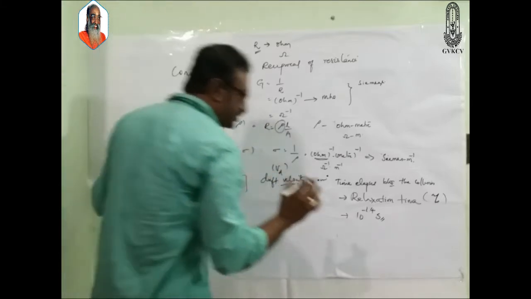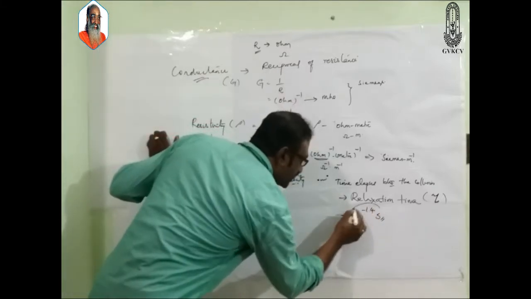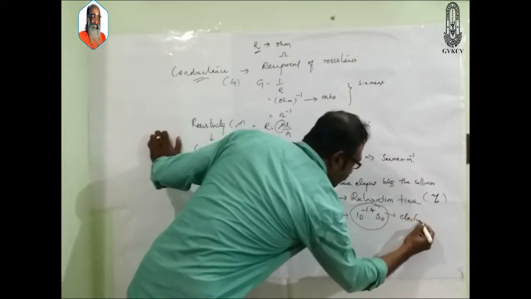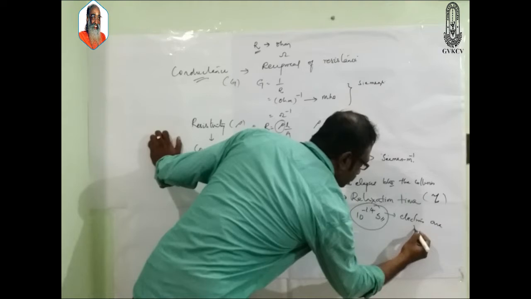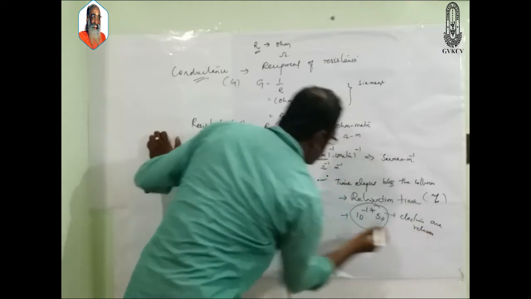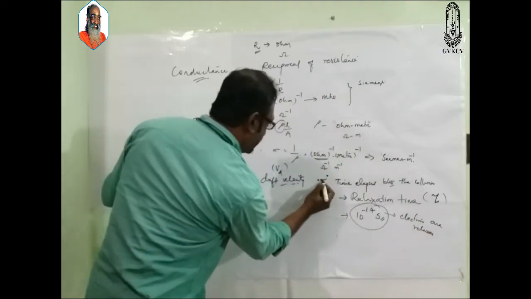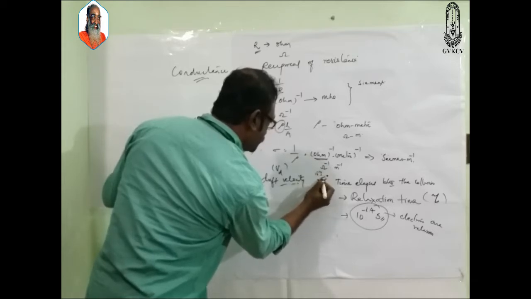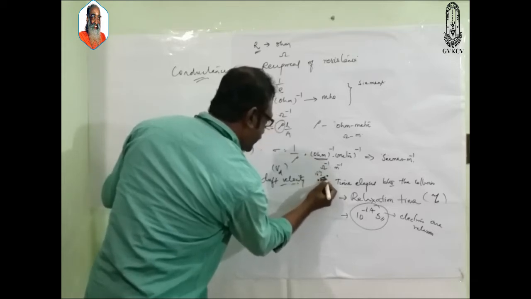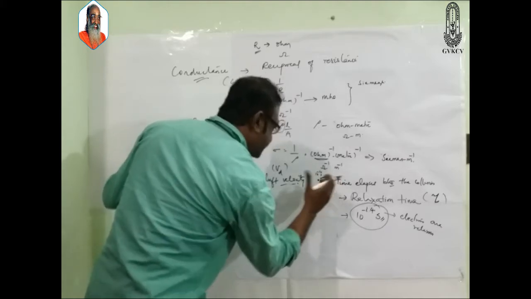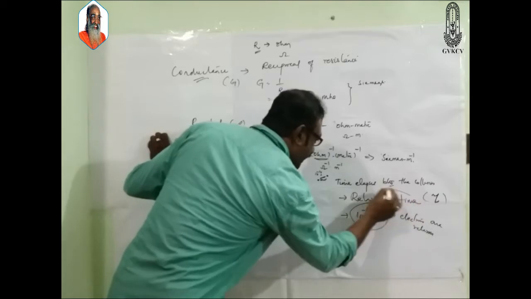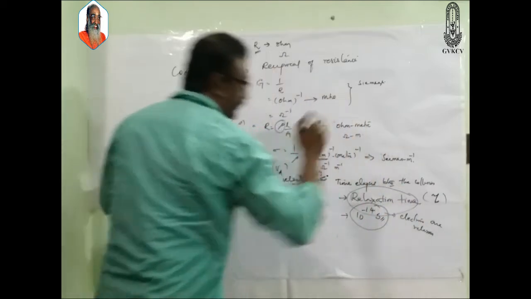The meaning of this is, in these 10 power minus 14 seconds, the electrons are relaxed. Between collisions, the time interval will be in the order of 10 power minus 14 seconds. In this time gap or interval, the electrons are relaxed, they are free from collisions. So that's why this time is called the relaxation time.